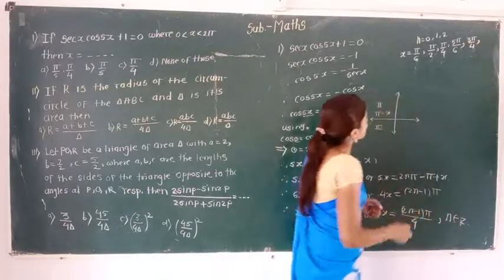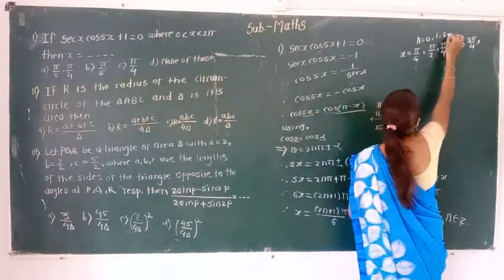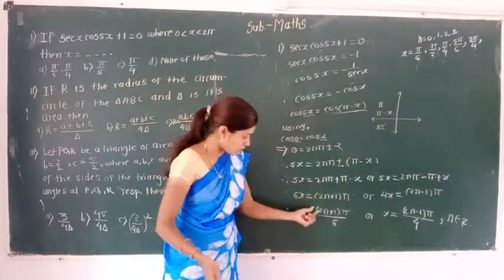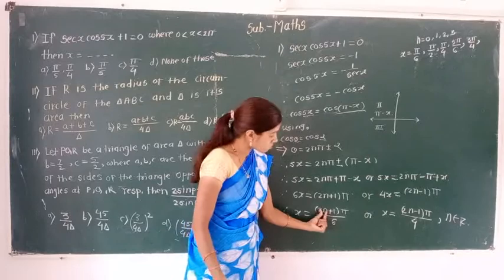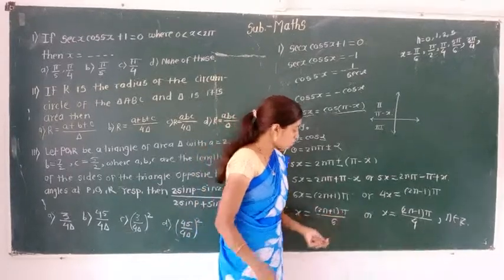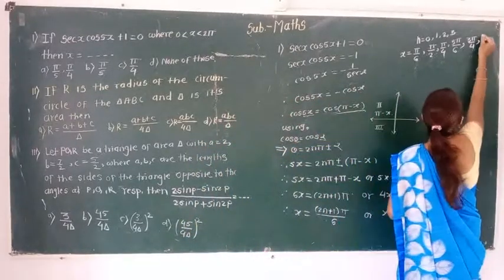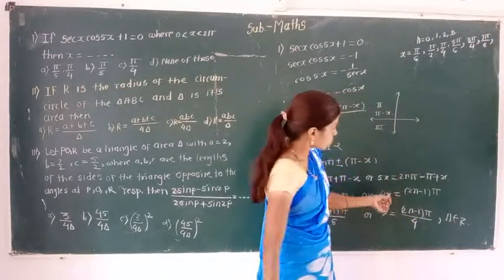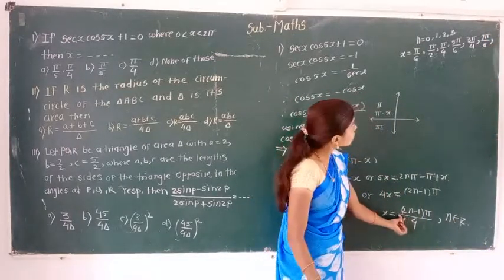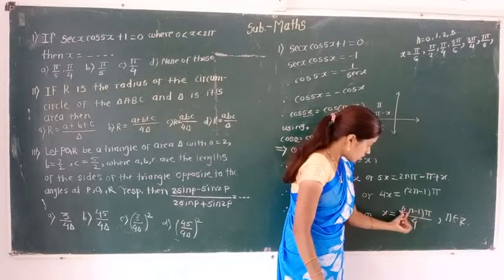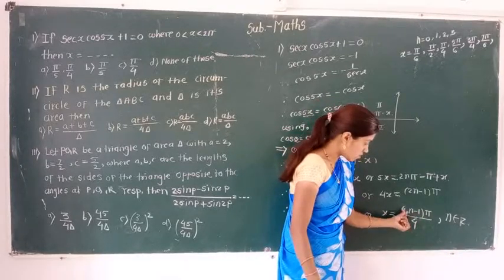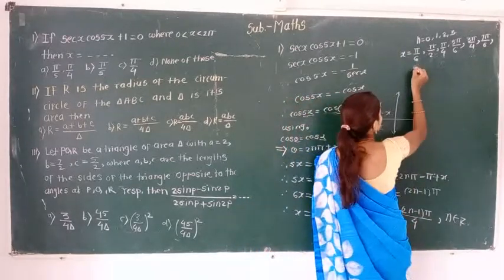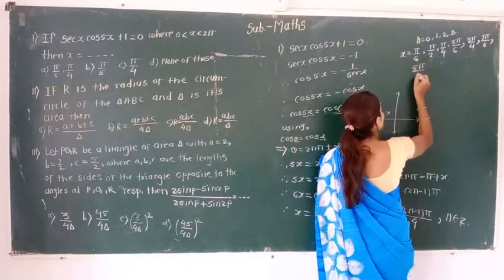Now the next integer number is 3. By putting the value of n as 3, 3 2s are 6, 6 plus 1 we get 7. So write 7 pi by 6. The same integer put in this term, n is 3, 3 2s are 6, 6 minus 1 we get 5, 5 pi by 4. 5 pi divided by 4.